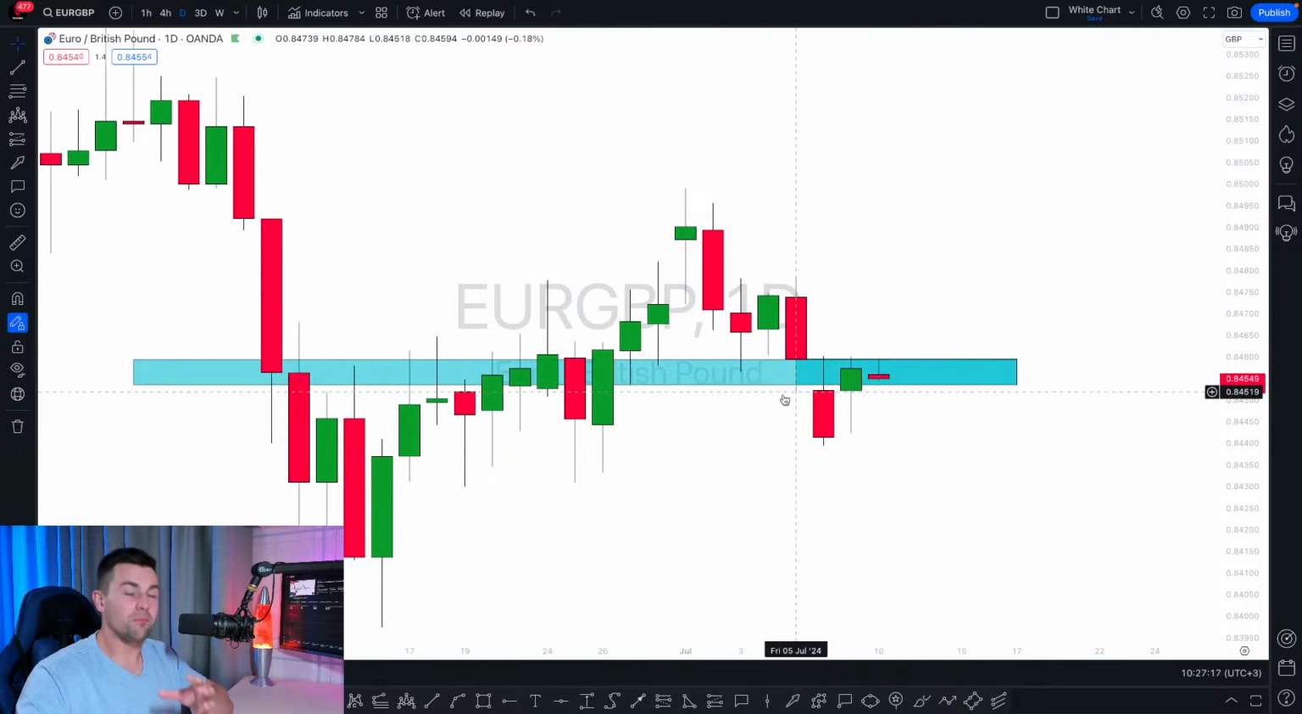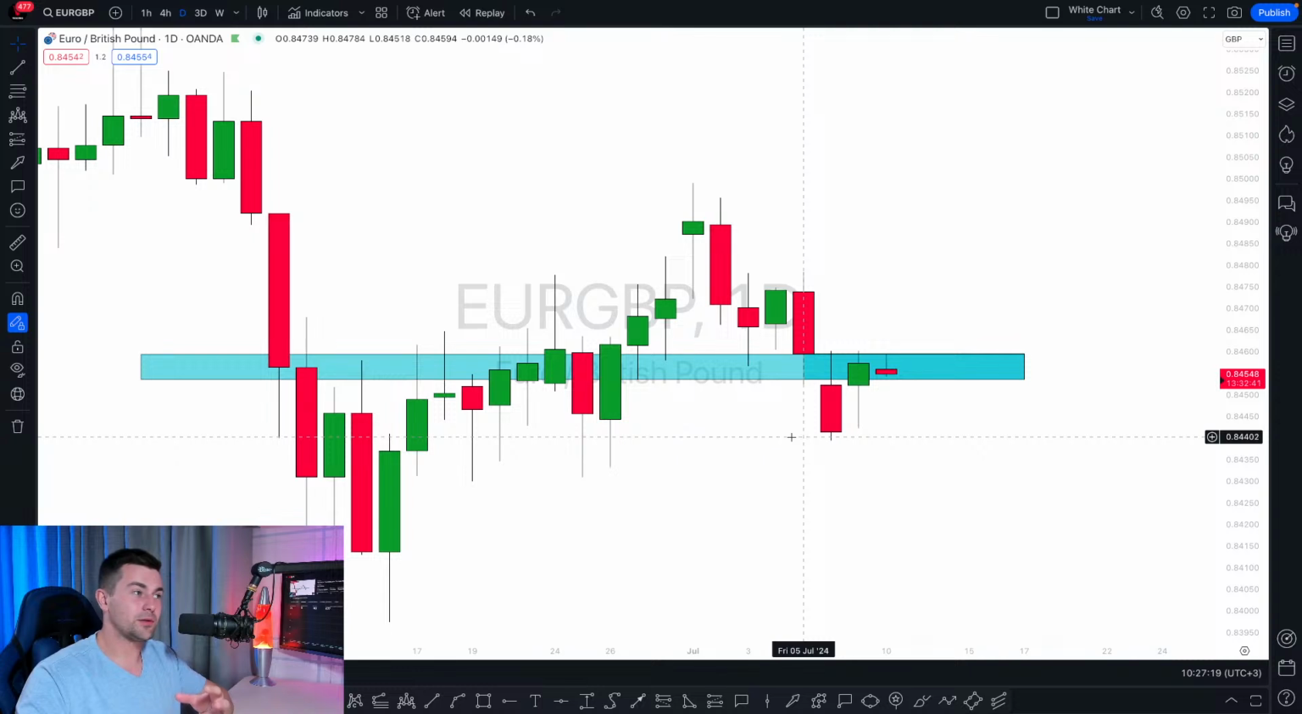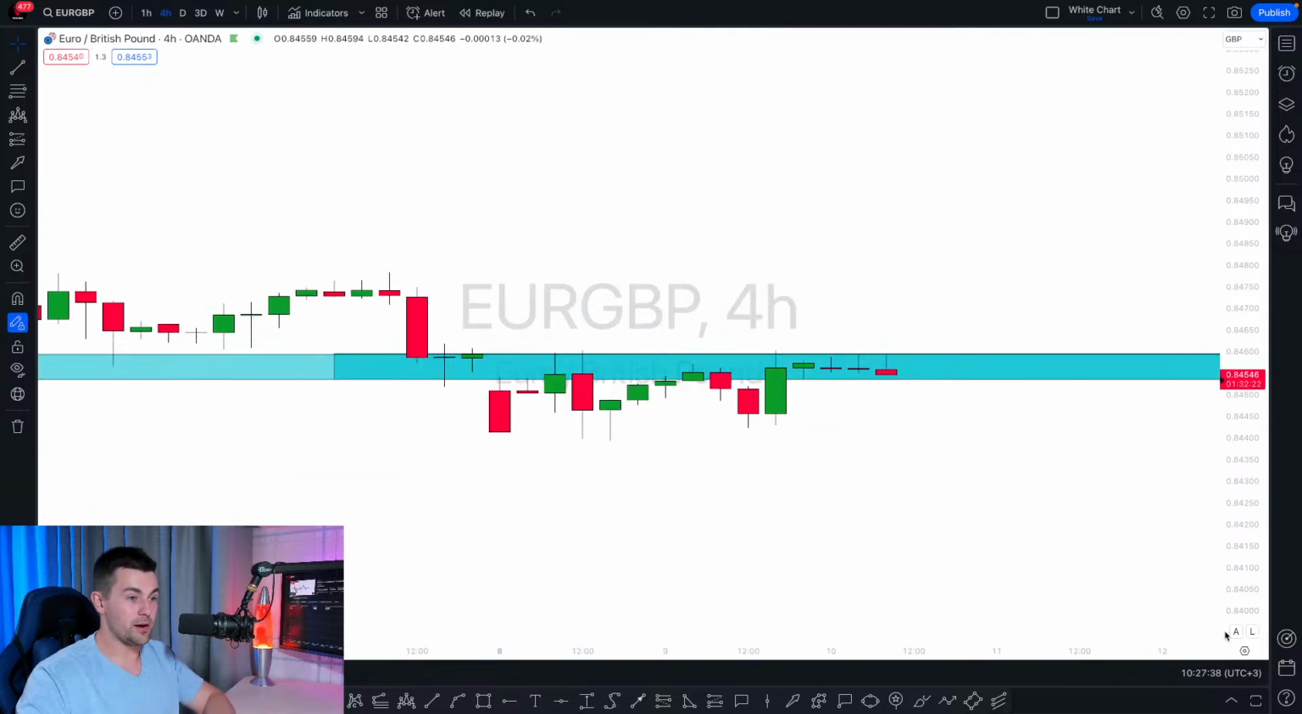So, multiple time frame analysis comes into play now. After we analyze the daily time frame, we will analyze the 4-hour and 1-hour time frames, and we'll look for confirmation there. We'll look for a bearish price action confirmation there. Analyzing the 4-hour time frame.